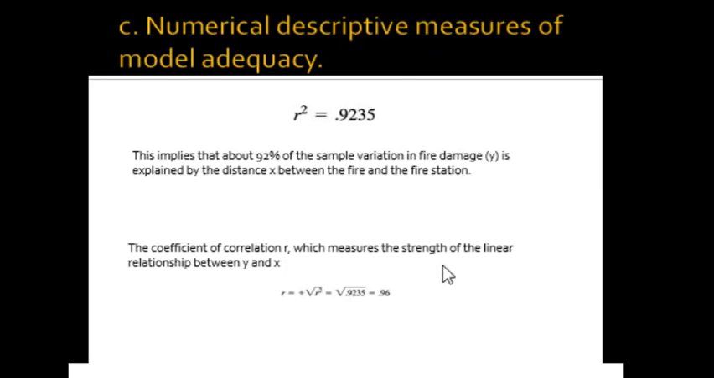Okay, then we can find the R squared value from the output. In this case, R squared is 0.9235, which indicates that approximately 92% of the sample variation in the fire damage is explained by the distance x between the fire and the fire station, which is a pretty high value, 92.35%. If you look at the correlation coefficient, R, it's the square root of this number. The square root of 0.9235 is 0.96. So again, a pretty high value of the correlation coefficient. So X and Y have a strong linear relation. That's what this value indicates.